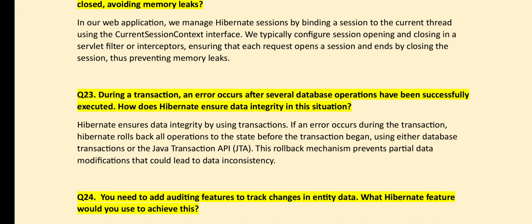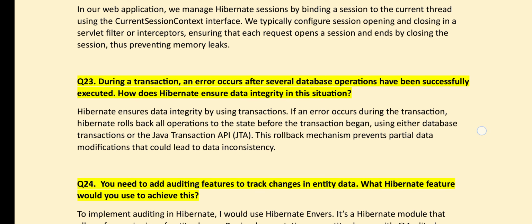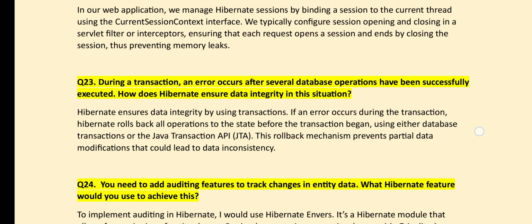During a transaction, an error occurs after several database operations have been successfully executed. How does Hibernate ensure data integrity in this situation? Hibernate ensures data integrity by using transactions. If an error occurs during the transaction, Hibernate rolls back all the operations to the state before the transaction began, using either database transactions or JTA transactions. This rollback mechanism prevents partial data modifications that could lead to data inconsistency.